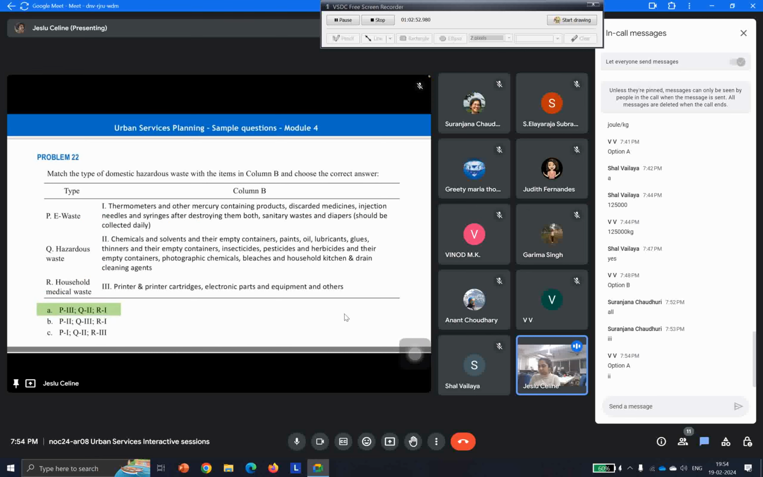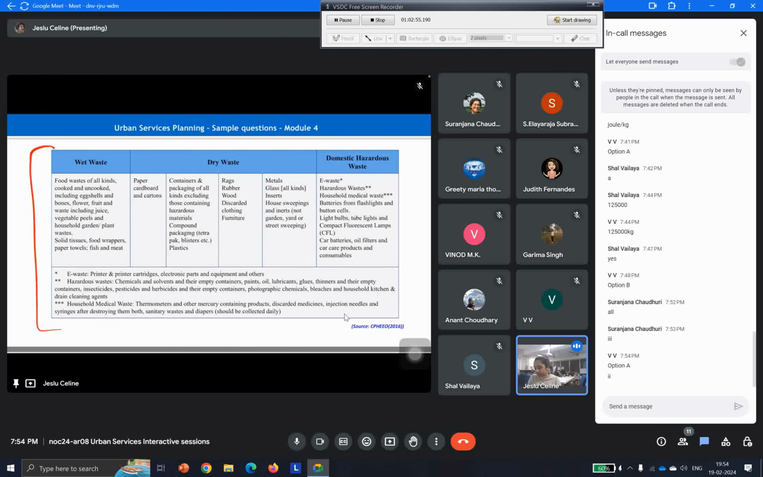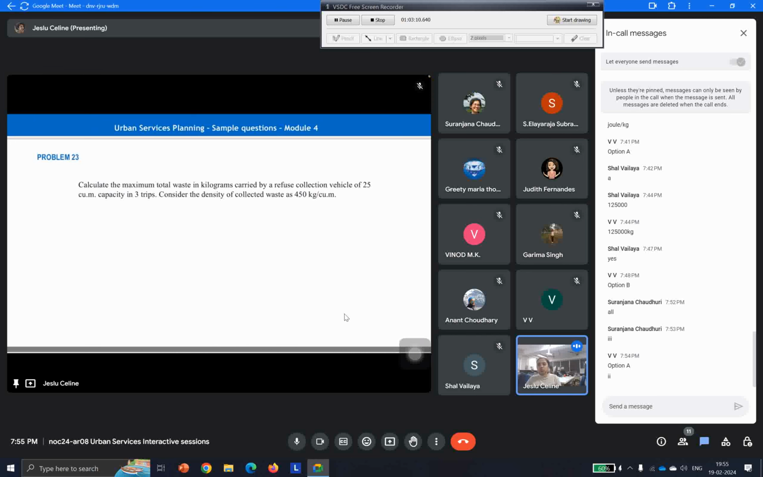Now, this was a segregation which we saw in our lecture. So we have wet waste. We have already discussed the different types of dry waste, cardboard containers, package rags. So I'm not going into this, but this is there. Now let's go into the next question.